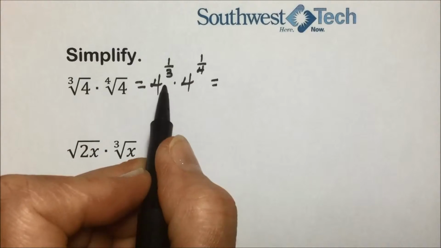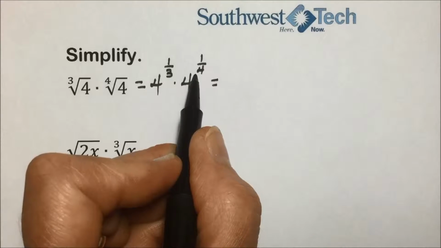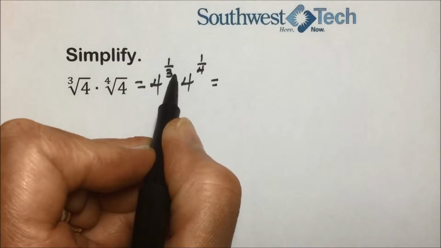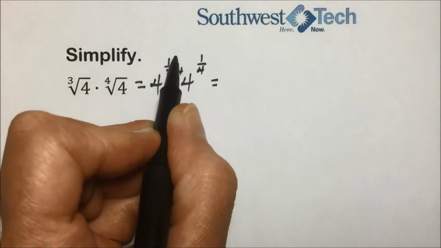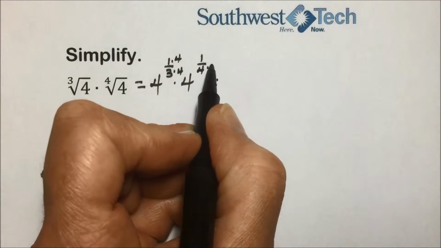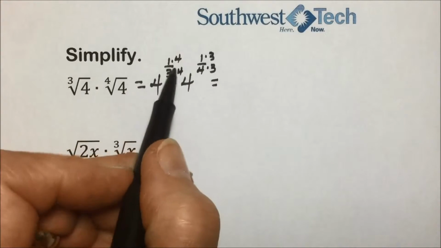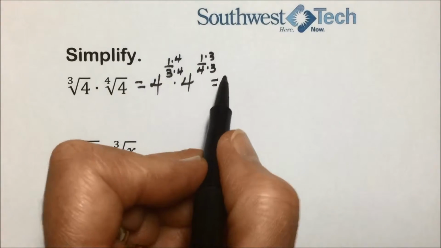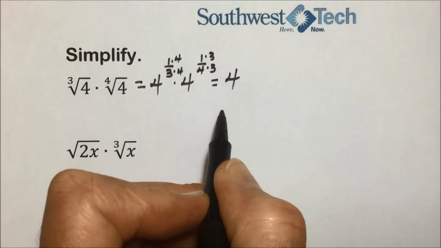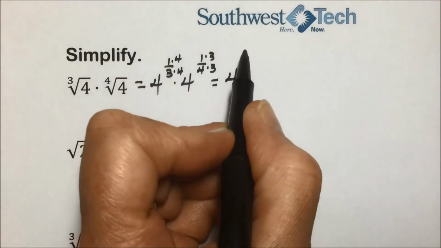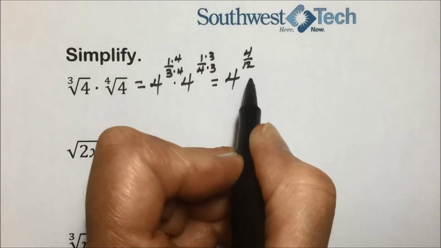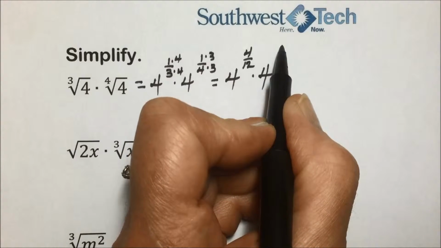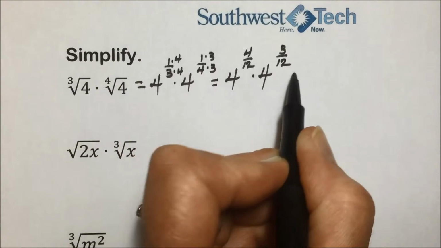We need to get a common denominator for our exponents to simplify the addition. The common denominator between 3 and 4 is 12, so we'll multiply the first fraction top and bottom by 4, the second fraction top and bottom by 3, recognizing that 4 over 4 or 3 over 3 is equivalent to 1, maintaining our equivalency. So in the first fraction, we end up with 4 to the 4/12 when we multiply. The second fraction is 3/12. We now have our common denominator.